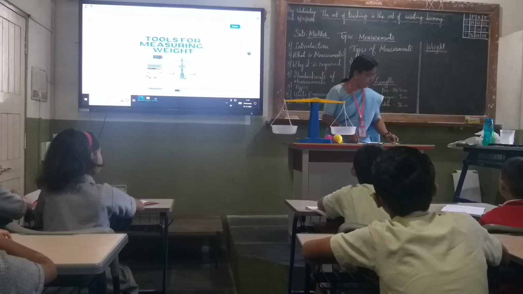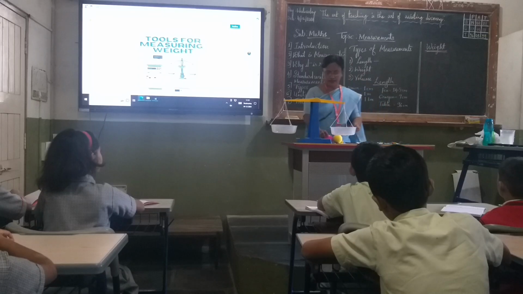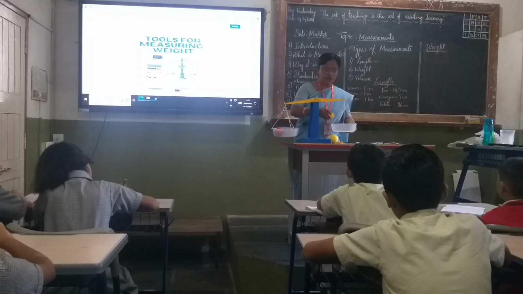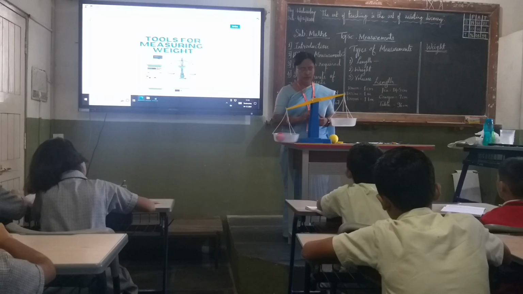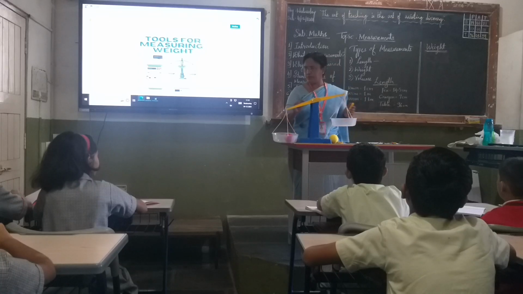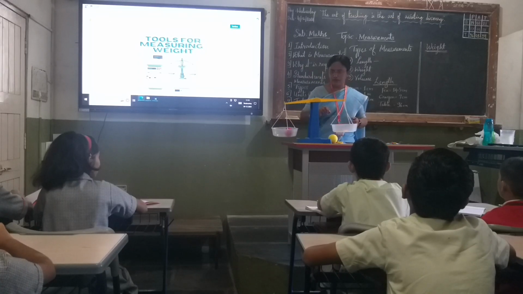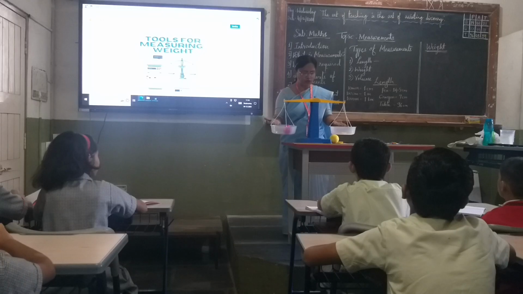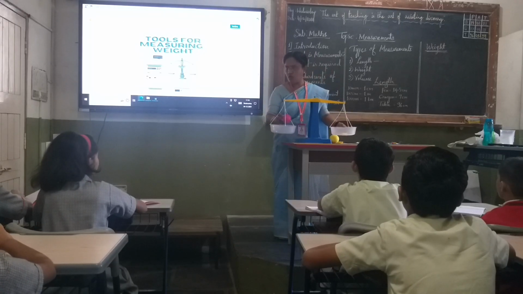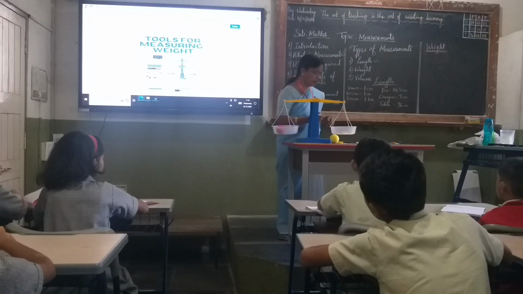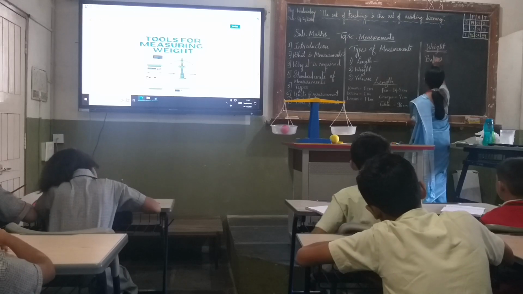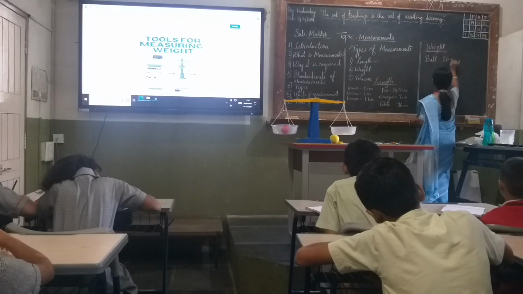Suppose I want to weigh the ball here. This is the ball. I'll put the ball on one side and the weights on the other. I kept a 10 gram weight. How much is it? 10 gram. And here I kept the ball. Is it balancing? Yes. When both the plates balance equally, that gives the exact weight of the object. So what is the weight of the ball? 20 gram. The weight of the ball is 20 gram.